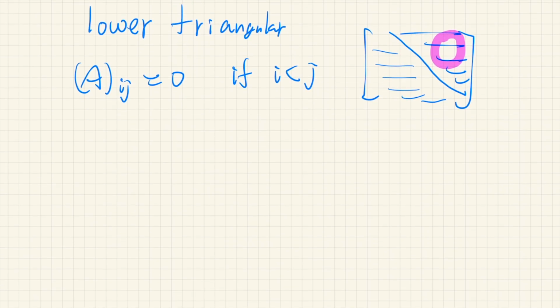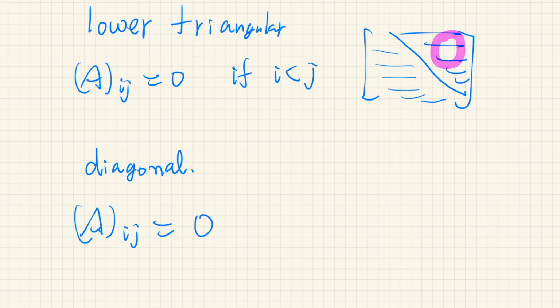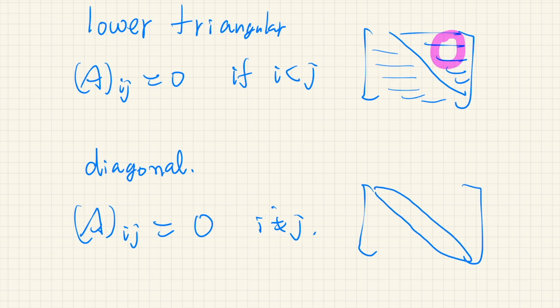We define the diagonal matrix. A diagonal matrix is a matrix whose ij elements are all 0 if i is not equal to j. That means only the diagonal elements may be non-zero and all the off-diagonal elements are zeros.